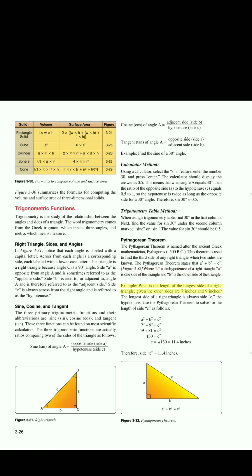Example. What is the length of the longest side of a right triangle, given the other sides are 7 inches and 9 inches? The longest side of the right triangle is always side C, the hypotenuse. Use the Pythagorean theorem to solve for the length of side C as follows. a² plus b² equals c². 7² plus 9² equals c². 49 plus 81 equals c². 130 equals c². C equals the square root of 130, which is 11.4 inches. Therefore, side C equals 11.4 inches.